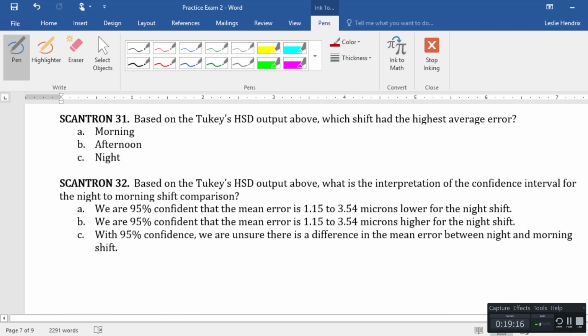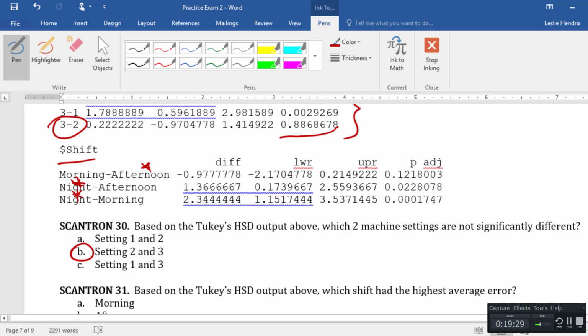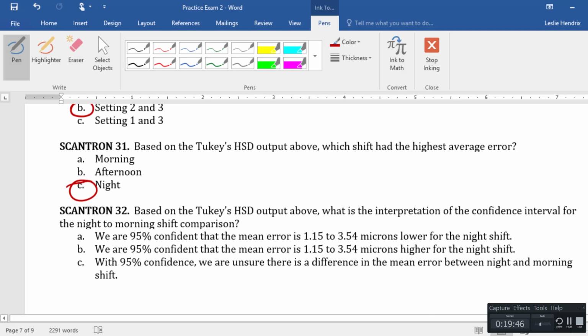All right, based on the output, what's the interpretation of the confidence interval for the night to morning shift comparison? We're 95% confident. Let's see. So night to morning, it goes from 1.15 to 3.54. So we're 95% confident that night shift has a higher error by between 1.15 microns and 3.54. So let's see what answer choice says that. That's right here. We're 95% confident that the mean error is 1.15 to 3.54 microns higher for the night shift. All right.